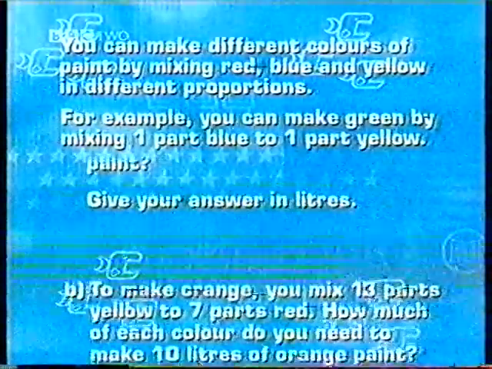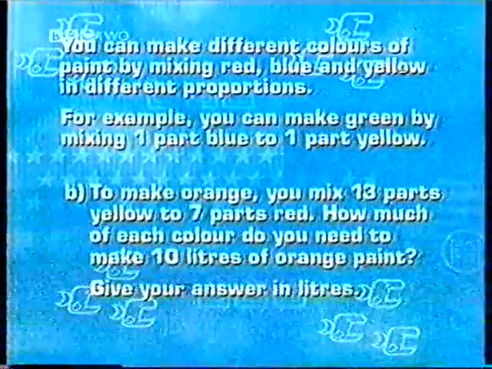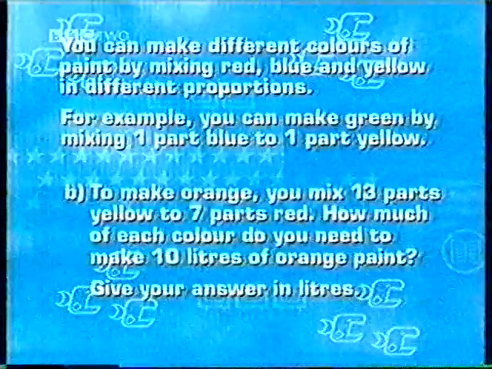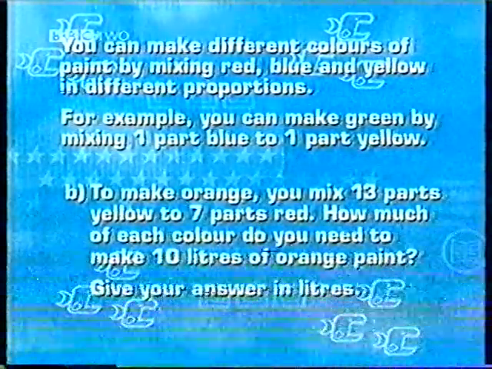Part B. To make orange, you mix 13 parts yellow to 7 parts red. How much of each colour do you need to make 10 litres of orange paint? And give your answer in litres.